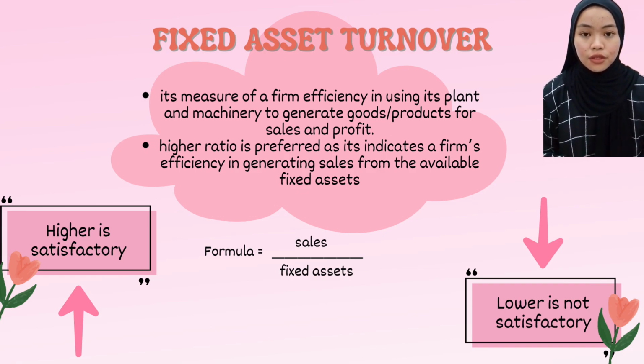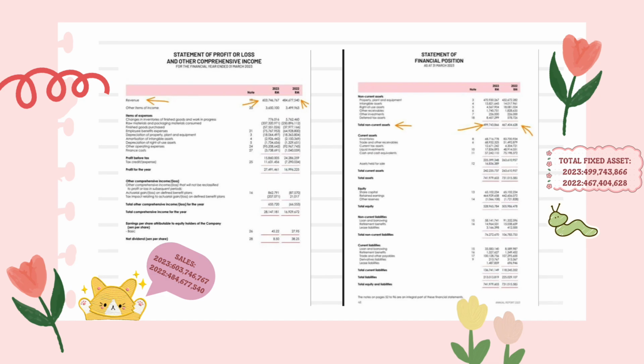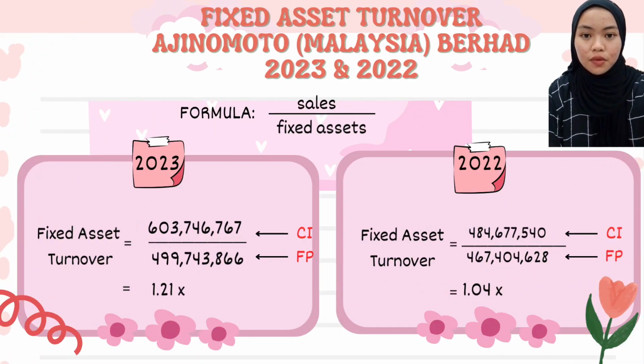The formula for the fixed asset turnover is sales divided by the fixed asset. Let's move to the next part, and I will show how to calculate the fixed asset turnover of Ajinomoto Malaysia Berhad in the year of 2023 and 2022.